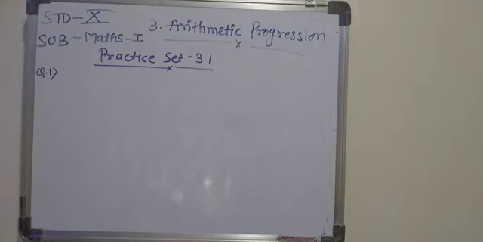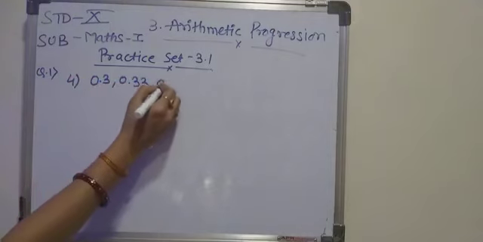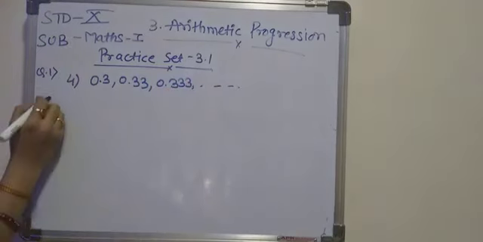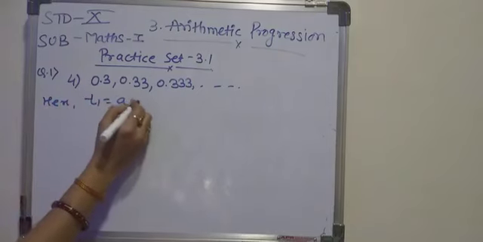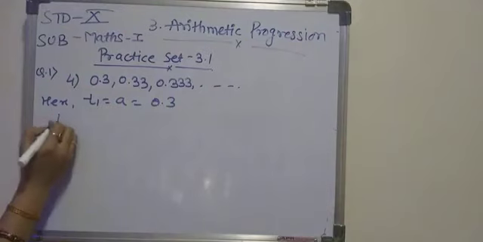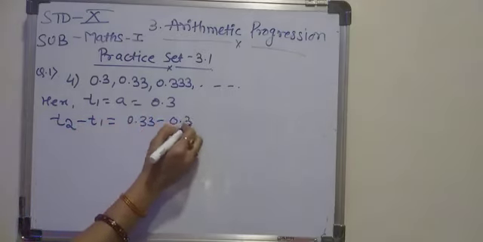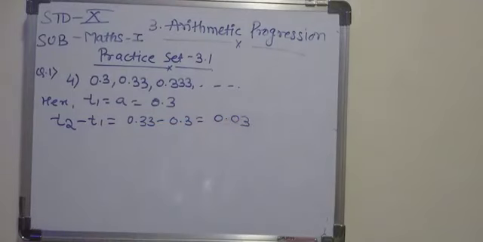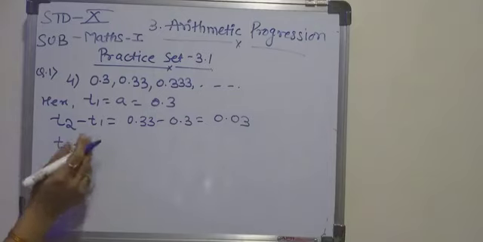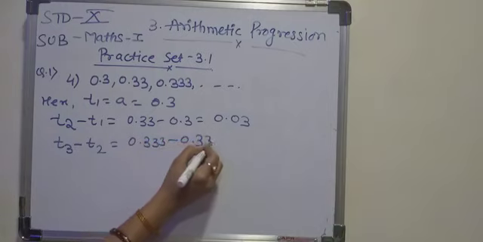Next is the fourth sub-question of the first: 0.3, 0.33, 0.333 and so on. Here your first term is 0.3. Then we are going to find the difference between consecutive terms. T2 minus T1 is 0.33 minus 0.3, which is equal to 0.03. And the next, T3 minus T2, is 0.333 minus 0.33.